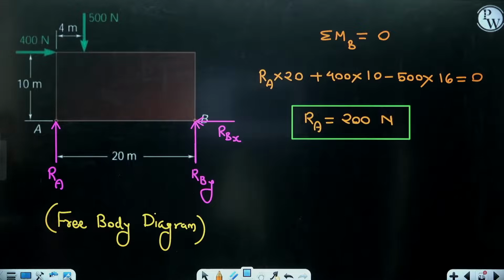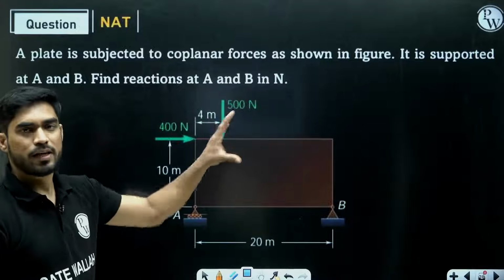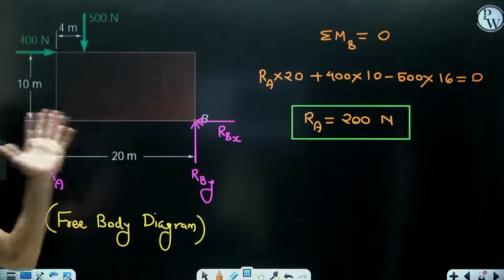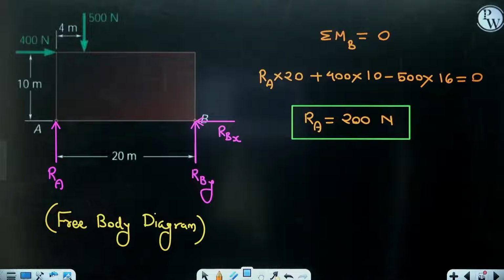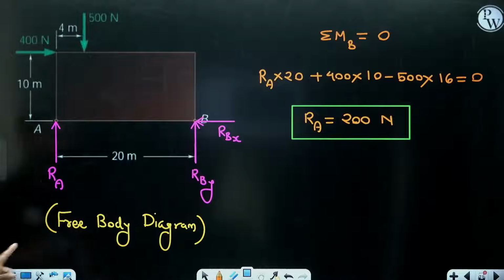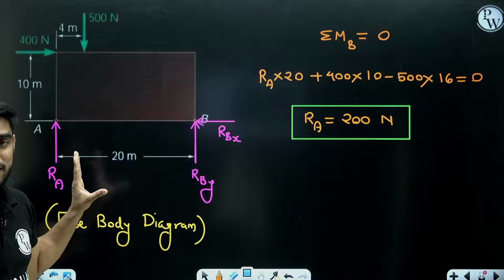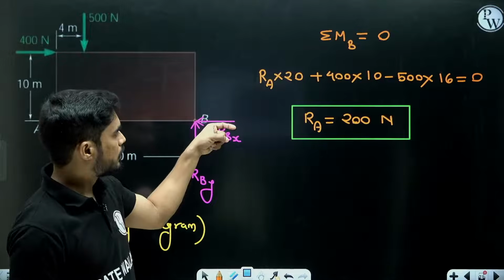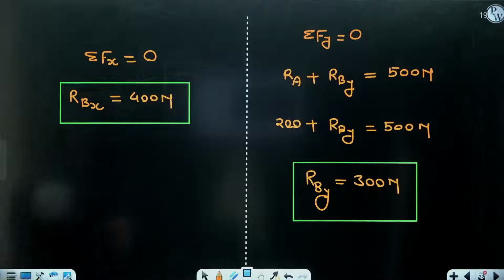So understand the procedure. First, I isolated the body from the supports. Then I applied the reactions. Then I applied the equilibrium equations, solved them, and found the values. Now look at the values. All the values I am getting are positive, which means my directions were correct. Let's say you assumed RBX to be in the opposite direction. Then you would get minus 400, which means your direction is wrong.